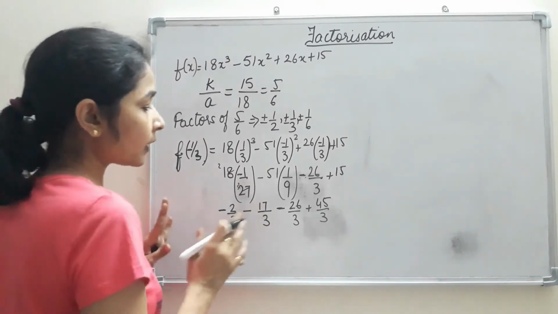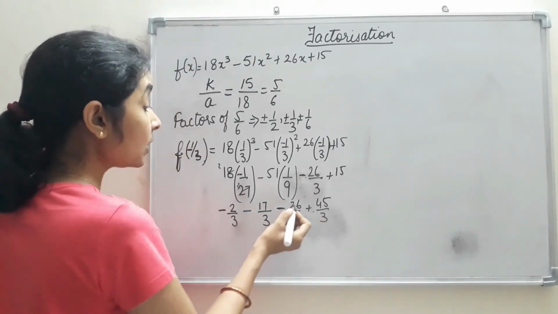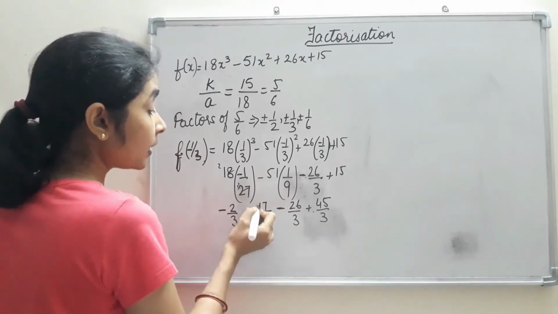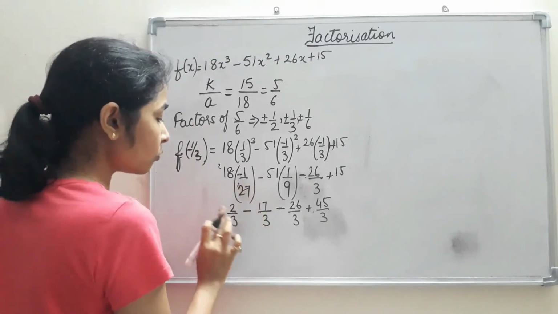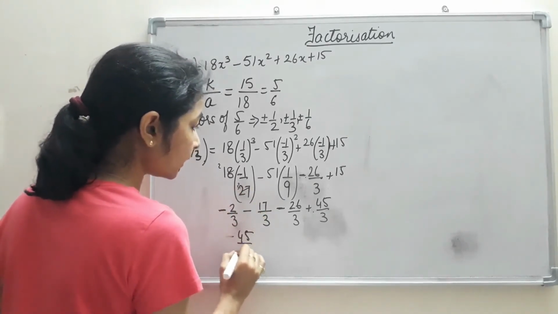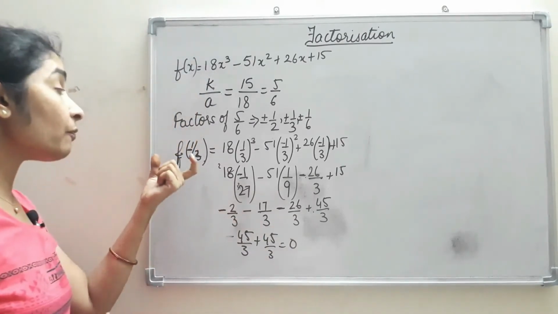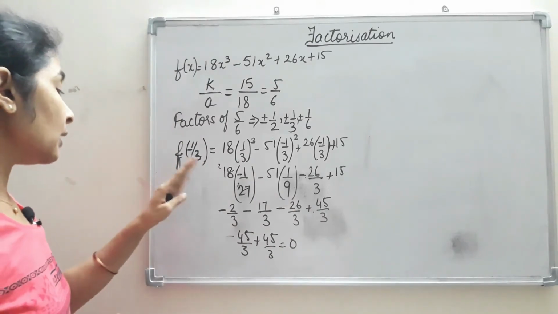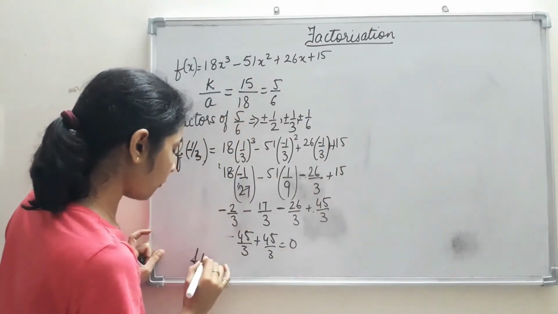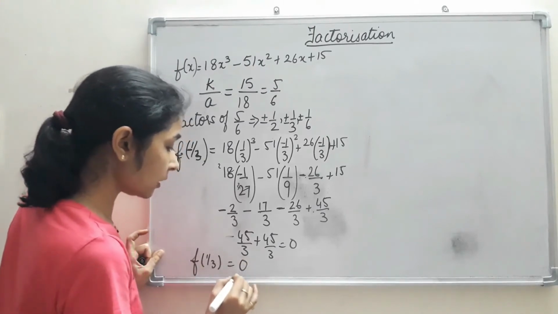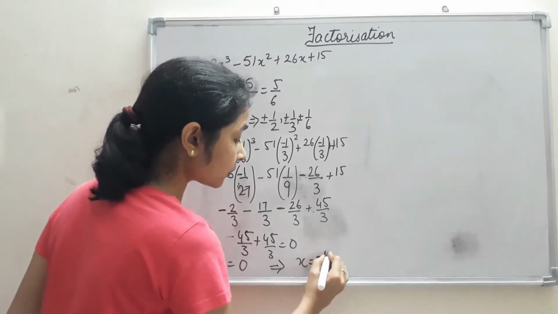Now let us see whether we are getting 0 or not. Here positive 45 we are having. The total of all these, let us see, 26 plus 17 gives me 43. 43 plus 2 gives me 45. So minus 45 upon 3 and plus 45 upon 3 gives me 0. That means function of minus 1 upon 3 is equal to 0. Let me write here itself, f(-1/3) is equal to 0. This implies that x is equal to minus 1 upon 3.